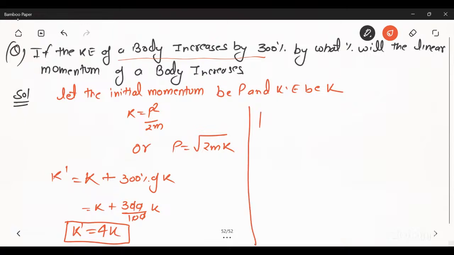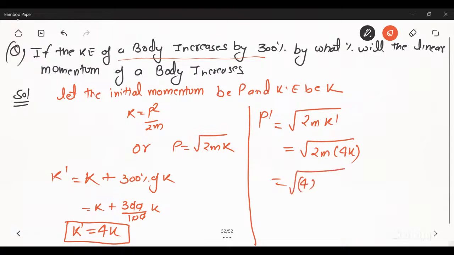Now the new momentum will be P dash. P dash is under root 2m of K dash. And what is the value of K dash here? 4K. So 2m of 4K. If you take 4 out, under root 4 is 2. So under root 2mK. What is 2mK? Initially it is P. So new P dash will be 2 times P.